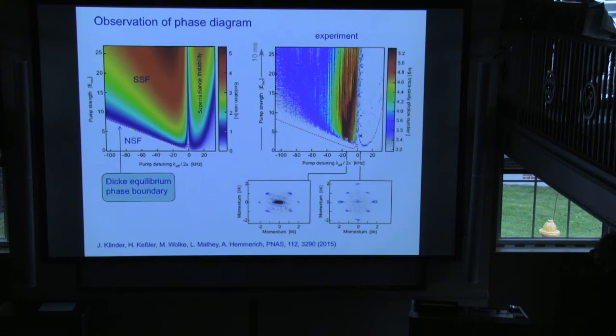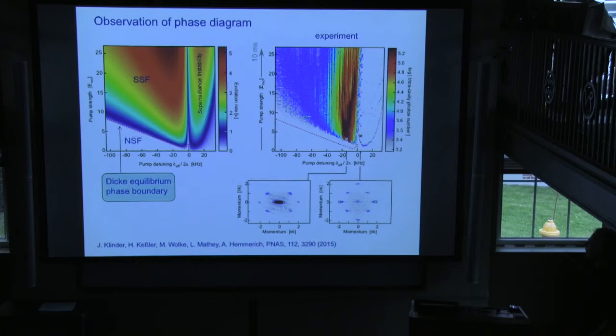This is our Dicke equilibrium phase boundary here, and this is measured in a way that the pump strength is ramped up linearly in time in 10 milliseconds. So what you see here is typically, as the pump strength is increased, you cross the Dicke equilibrium phase boundary, you go further in, and then it happens here at a little later than you would expect if this was equilibrium physics. On the other hand, at blue detuning, exactly what you expect happens.